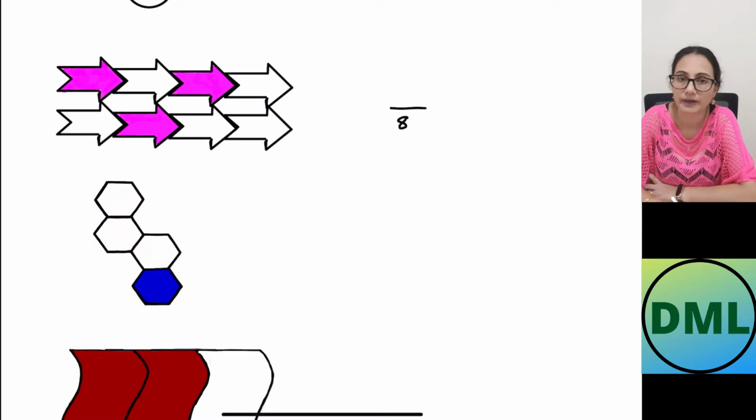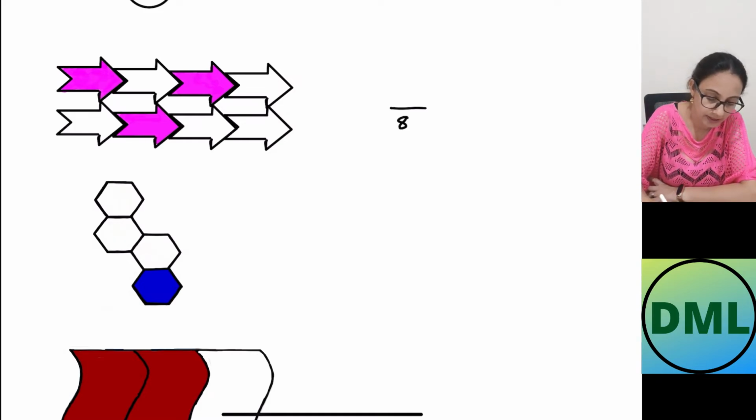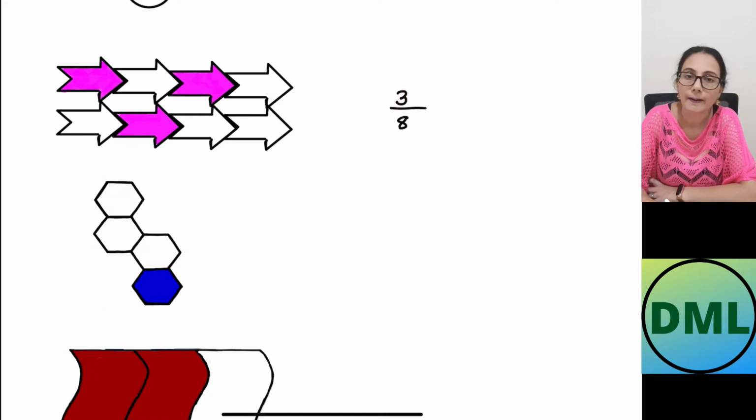So how many colored parts do I have? I have 1, 2, and 3 parts colored. So let's write down 3 in the numerator. That means out of 8 parts, 3 parts are pink. So let's see one more example.